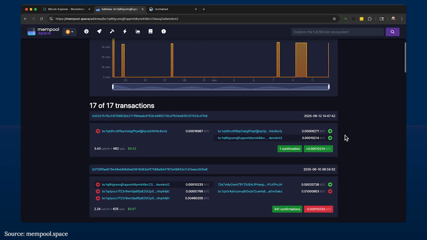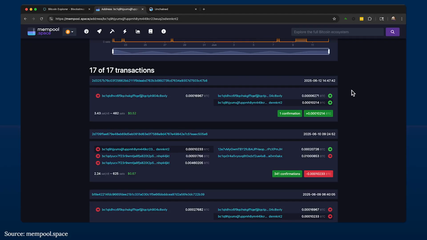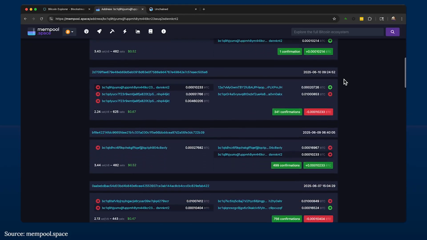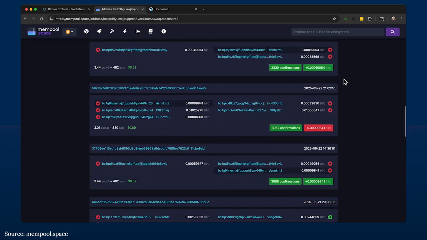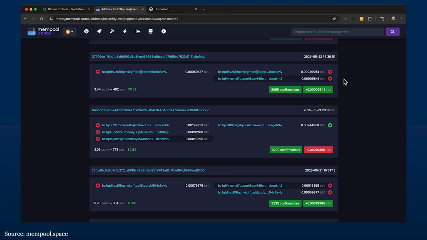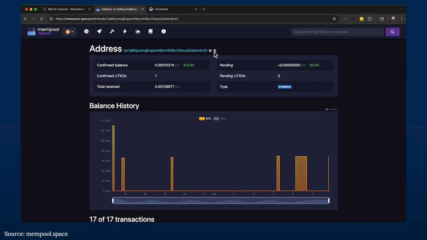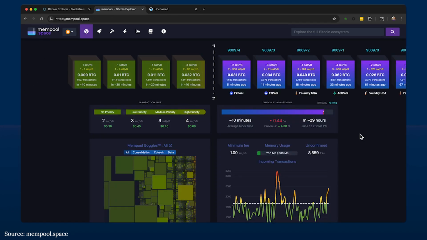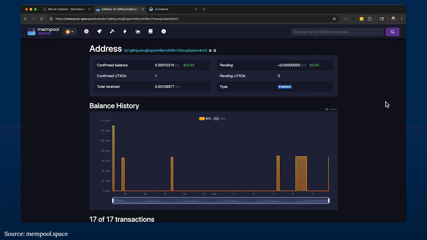If we keep scrolling down here, we can see it has participated in 17 different transactions up to this point, and we could investigate any of these transactions further if we were interested in that information. Likewise, if I had an address copied, a valid Bitcoin address, and I were coming to mempool.space for the first time, and I'm just on the home page right now, I could paste the address into the search bar, click search, and it will pull up that information that we just covered.